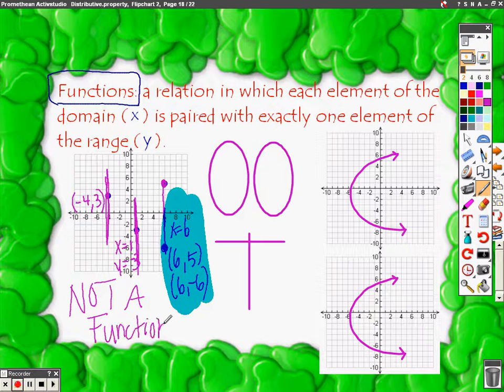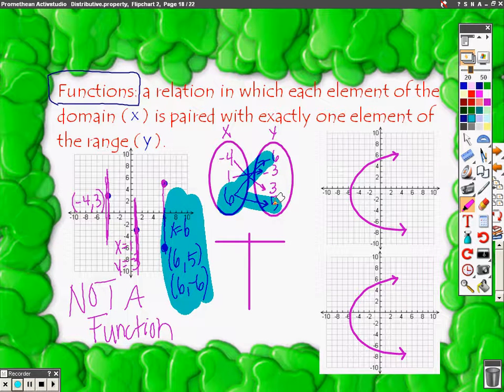I'm going to let you see what that looks like as a mapping and what that looks like as a table. So as a mapping, my x values are -4, 1, and 6. My y values are -6, -3, 3, and 5. -4 goes with the 3, 1 goes with the -3, and 6 goes with the -6 and the 5. And do you see right here how I have two arrows coming from the 6? Not a function.